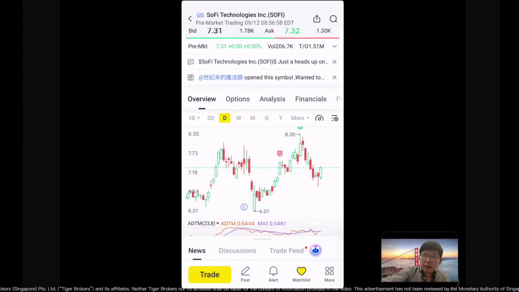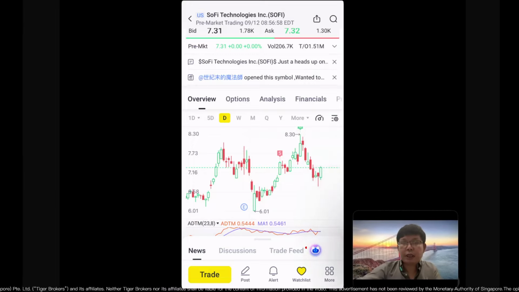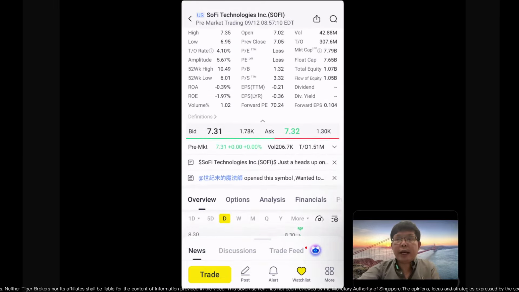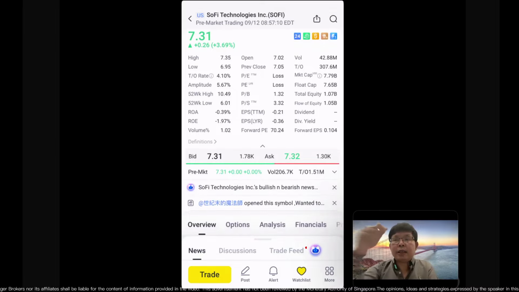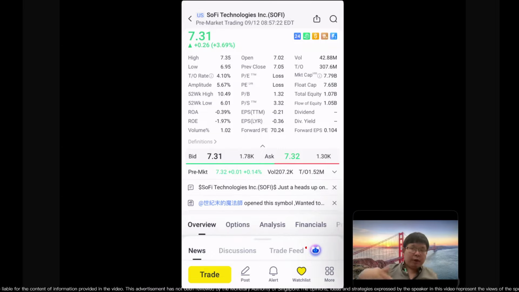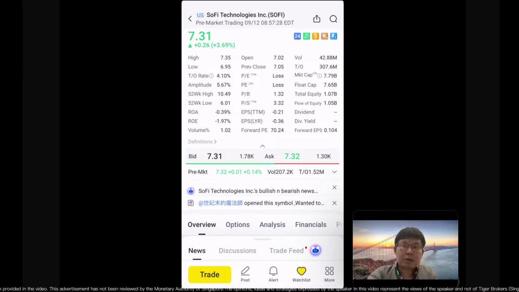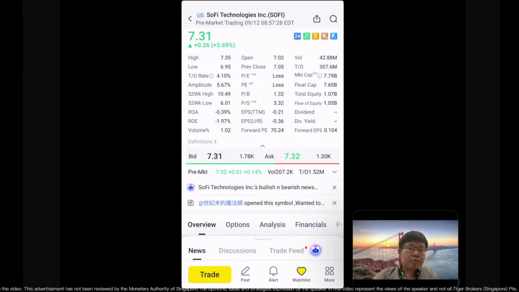Let me increase the font size as well. So we can see the font size increase a bit. This is the lower cap stock. How do I check the cap? I see the cap and the total cap. The total cap is very important, because if the cap is too small, sometimes it can be manipulated. This is considered a low cap, so they are more reliant on interest rate.